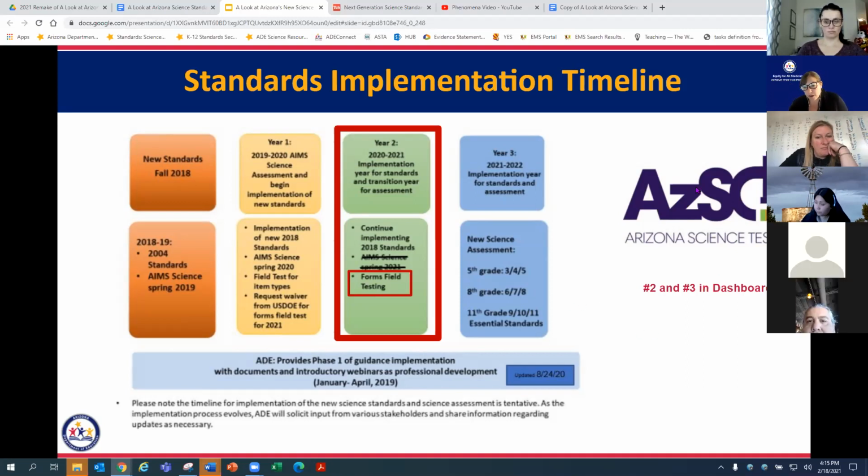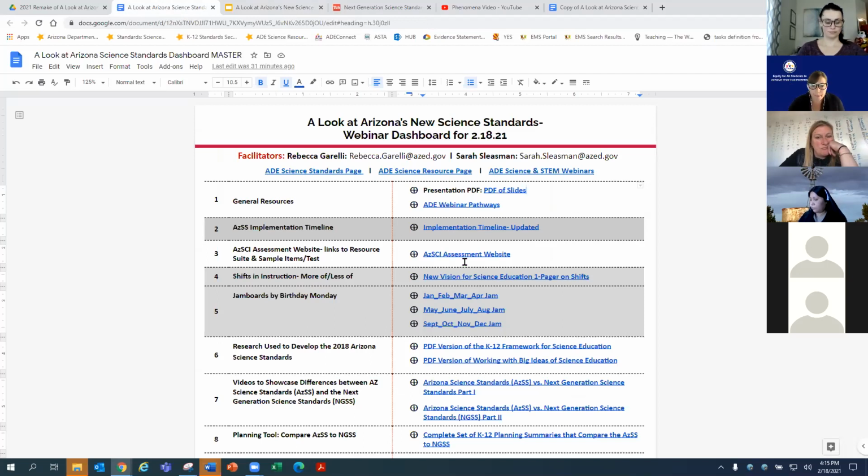So if you're wondering about AZSci, in the dashboard, right here in number three, we're not going to spend time diving into that website, but there's a whole website now with links to what's called a resource suite. So if you want to see a sample test or supporting documents for the assessment, here is where you click and it'll take you right there, and there's a sample test and everything.